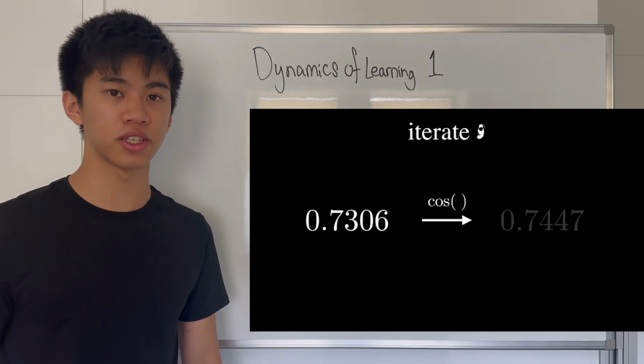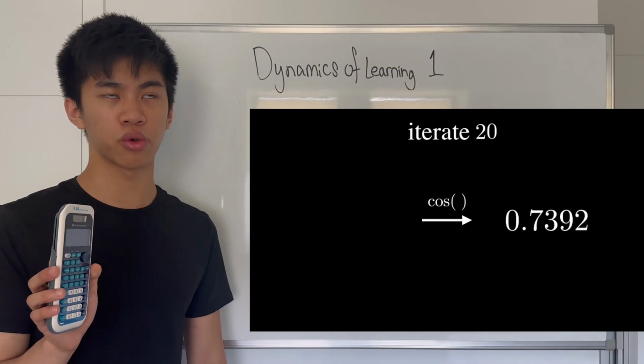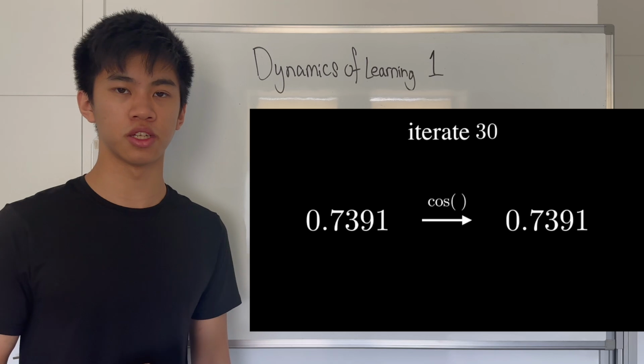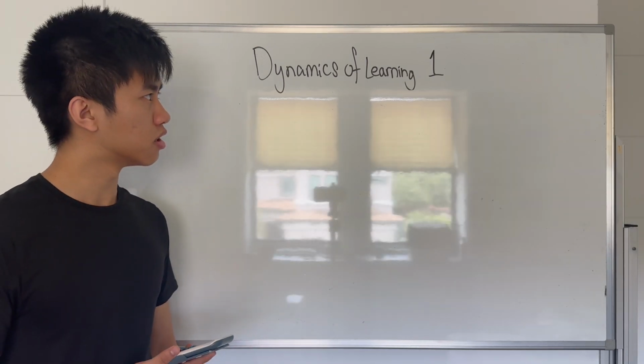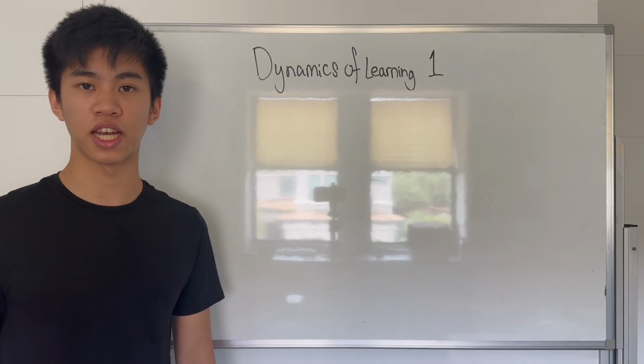And what you may find is that the number that shows up in the calculator converges to some value around 0.739. And that's not actually a coincidence. That's actually displaying a very well-documented phenomenon in the field of dynamical systems.